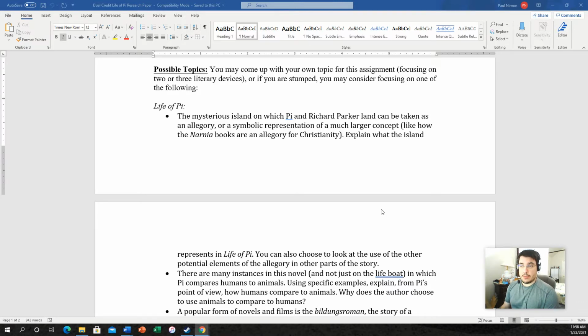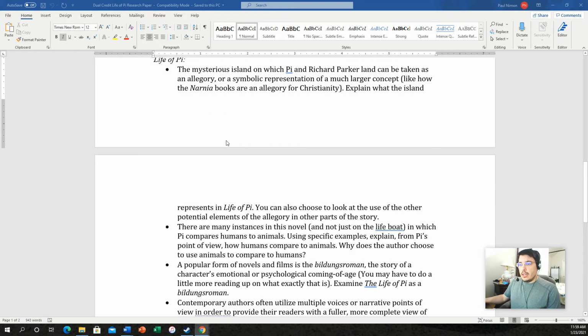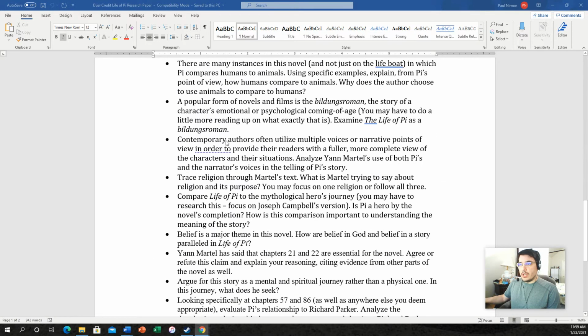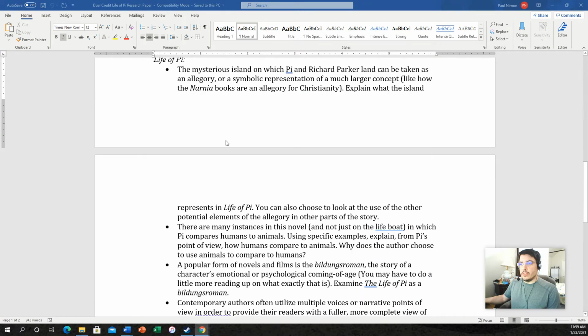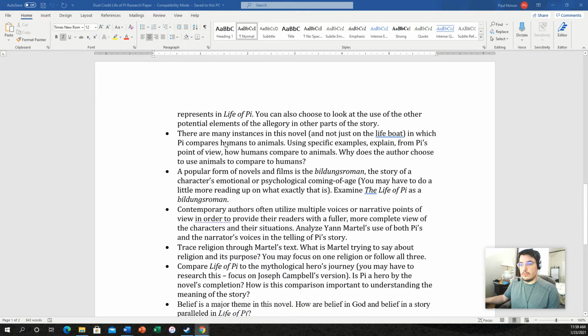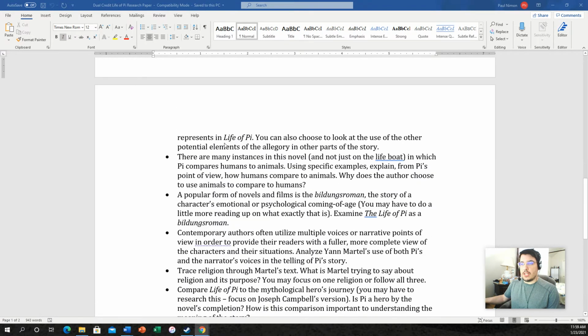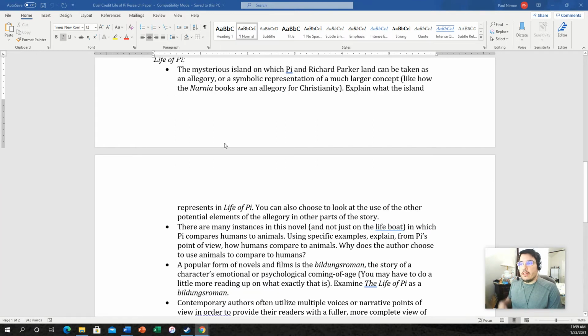So anyway, with that said, I'm going to start with Life of Pi. And as you can see, if you're looking at your own document, there's many, I believe there's 10. 1, 2, 3, 4, 5, 6, 7, 8. Yep, 10 topics. So the first one is talking about the island.